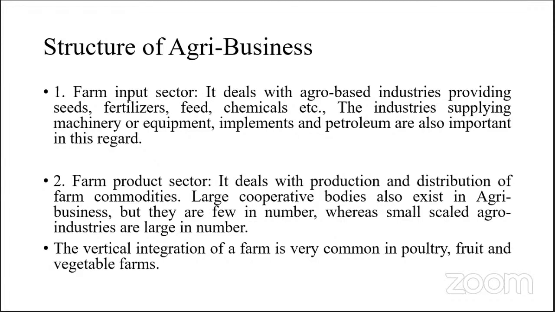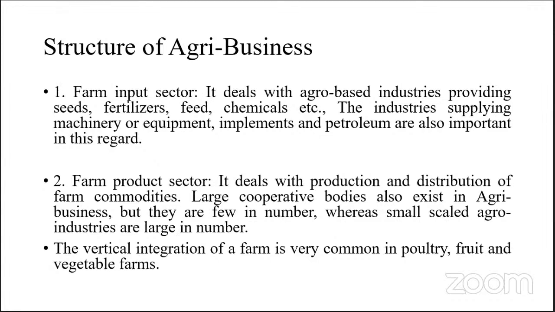Next is the farm product sector. This sector mainly deals with production and distribution of farm commodities. Farm commodities may be any product related to agriculture. The production and distribution activities of a product in agriculture are dealt with in the farm product sector. Large cooperative bodies and public and private involvement are also seen in these activities. Cooperatives, small-scale agro-based companies as well as private companies take part in this production and distribution, and based on tenders, this moves on.